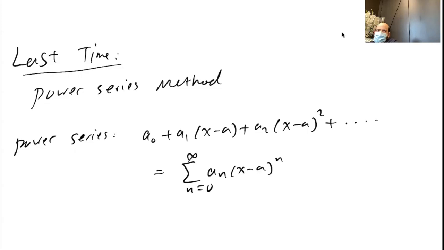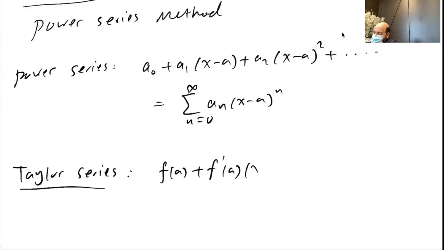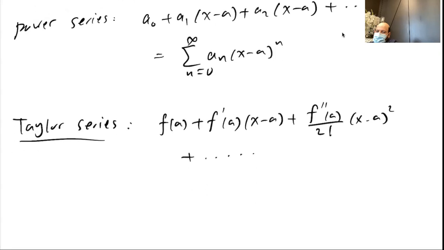So this is a power series in general. Now Taylor series is a special case of power series. And we saw that a Taylor series can be written as, let's say, f of a plus f prime of a times (x minus a) plus f double prime of a over 2 factorial times (x minus a) squared, and so on. So we have the notion of power series and Taylor series.